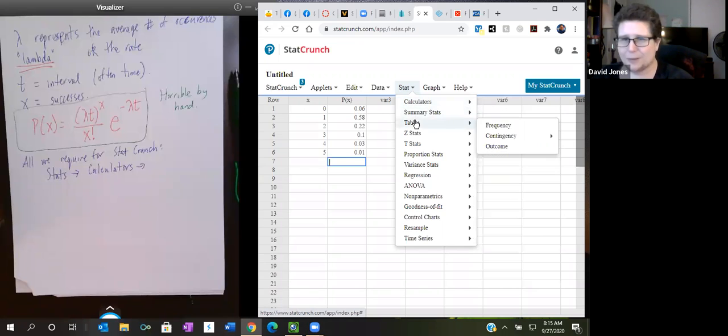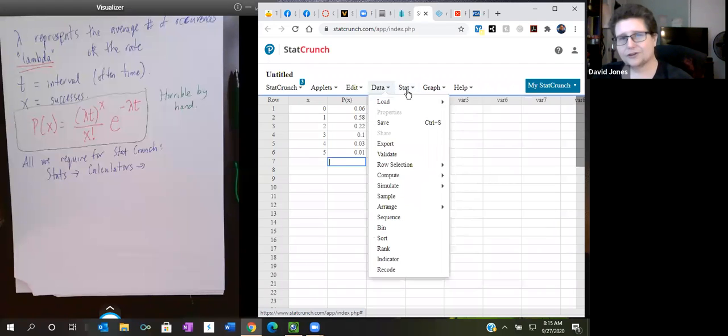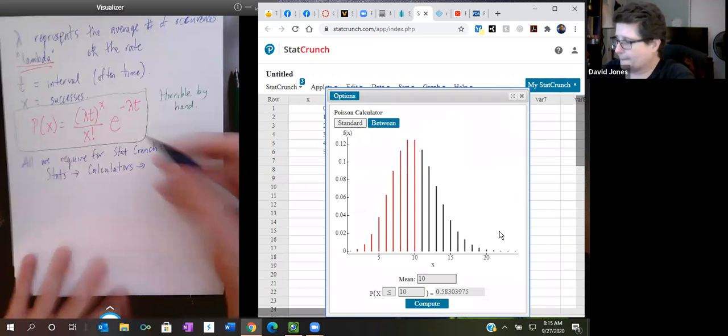Does it show up on summary stats? No. Does it show up on tables? No. Z stats, T stats, it shows up in one spot, Stats. So if you don't remember, just look around for it. Don't be lazy, just look for it. I get a lot of people that say, I don't know how to find it, I don't know where it is. Just look, okay? Go through the drop-down menus and see what you find. Most of the stuff we do is in Stats or Graphs. Stats, Calculators, Poisson, what do we need?